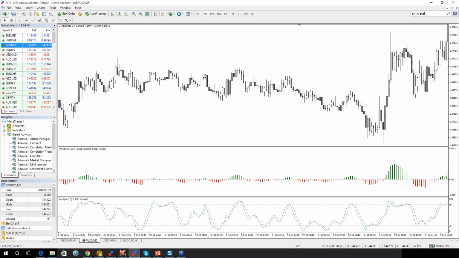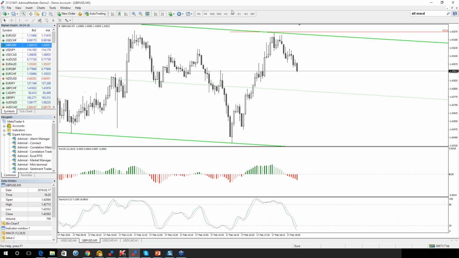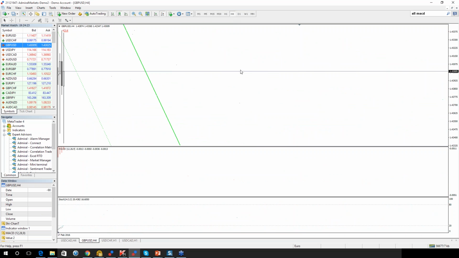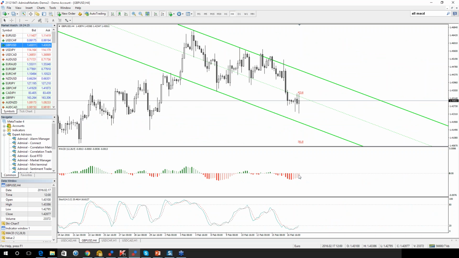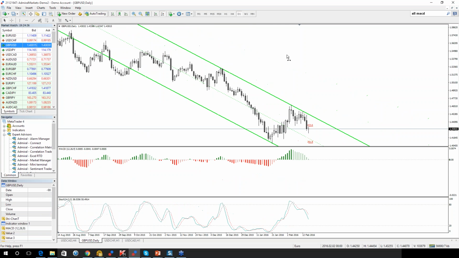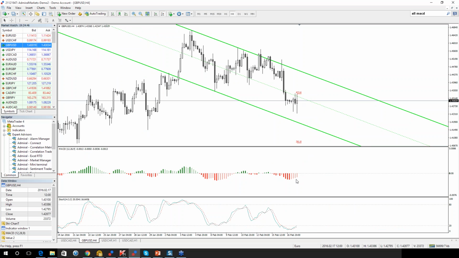Let's try to find another example. See, now in 5 minutes you have a channel from the indicator. On 4 hour, you have a trend. You don't need a thick histogram on 1 hour. If you don't see a thick histogram here, you go to daily. Daily, nothing, but it's in a downtrend. On 4 hour, we have some loss of momentum.